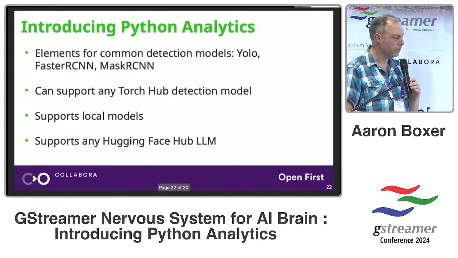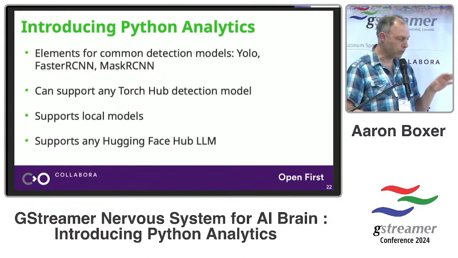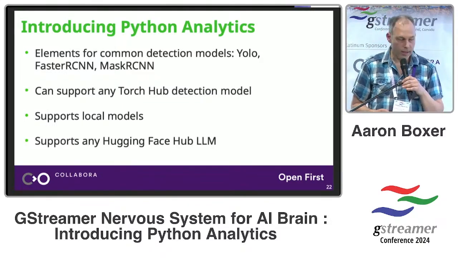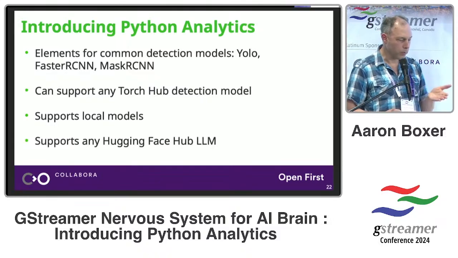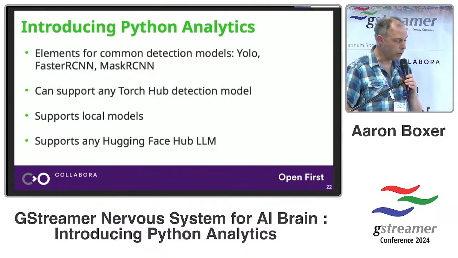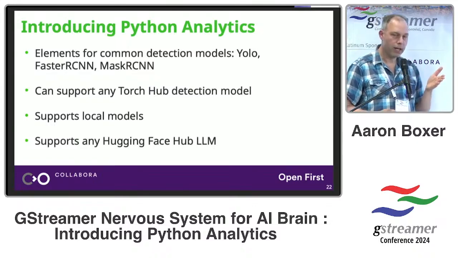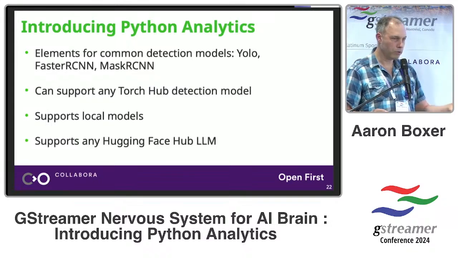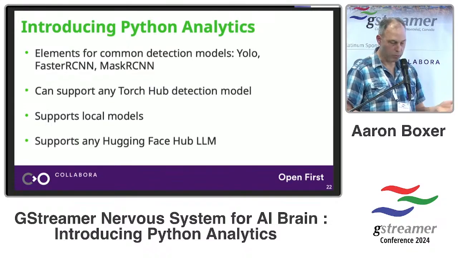And then we have a bunch of actual elements that run a whole bunch of models. YOLO, Faster RCNN, Mask RCNN are supported now. YOLO and Mask RCNN can do segmentation as well. PyTorch has a hub, a repository of pre-trained models that you can get access to, and all of those models are now supported in GStreamer. You can take any of those object detection models and run them with this element.